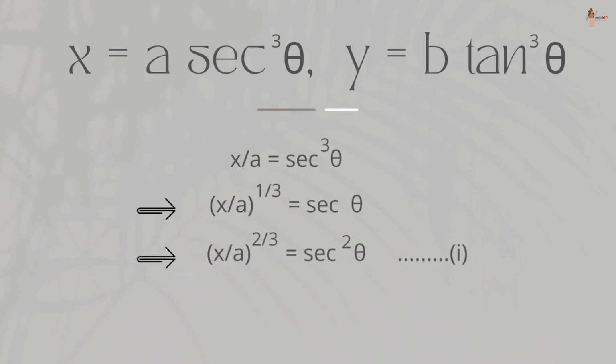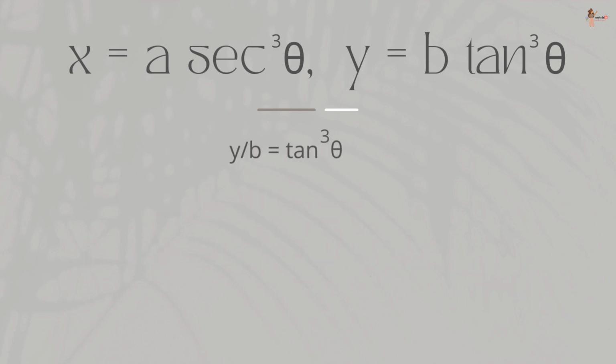Now squaring both the sides gives us (x/a)^(2/3) = sec² θ, because we ultimately wanted to reach sec² θ. Let's call it 1. Similarly, y/b = tan³ θ, we are given that.